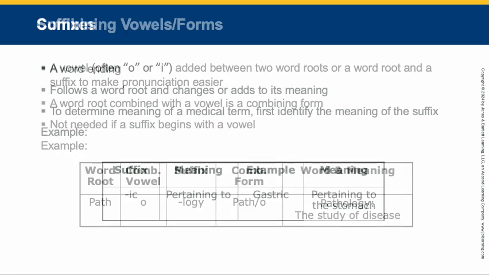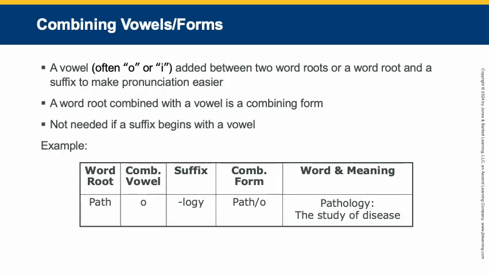On the next slide, we have combining vowels and forms. A vowel, which is often an O or an I, is added between two word roots, or a word root and a suffix, to make the pronunciation easier. A word root combined with a vowel is a combining form. It's not needed if the suffix begins with a vowel. So all this is dependent on that.